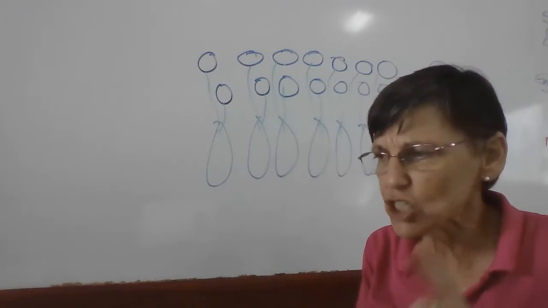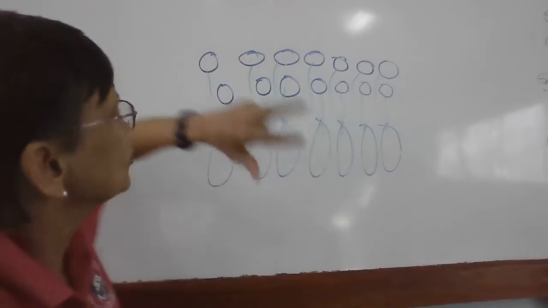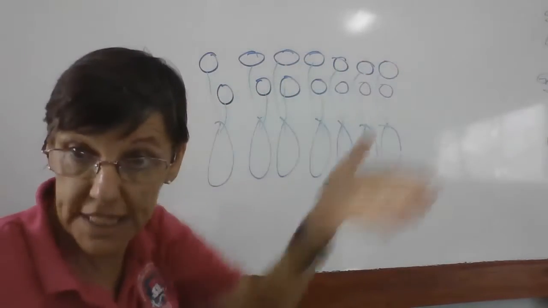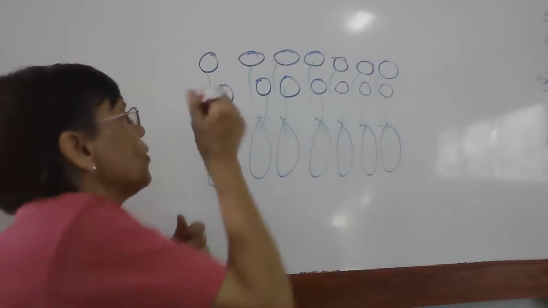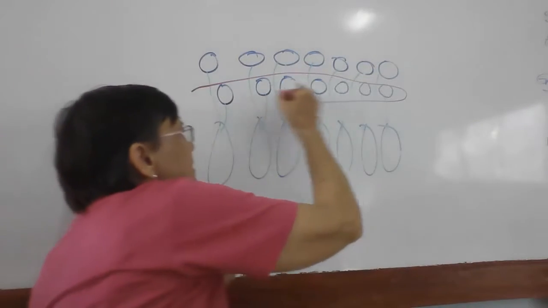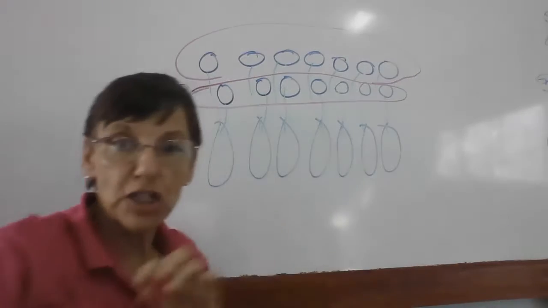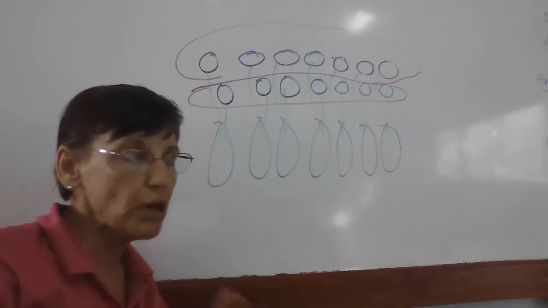Now, we can count this 2 different ways. We can count 2, 4, 6, 8, 10, 12, 14. We can count it that way, or we can count it this way. We have 7 plus 7. Do you see how we can count it 2 different ways? Okay, now we call this multiplication.